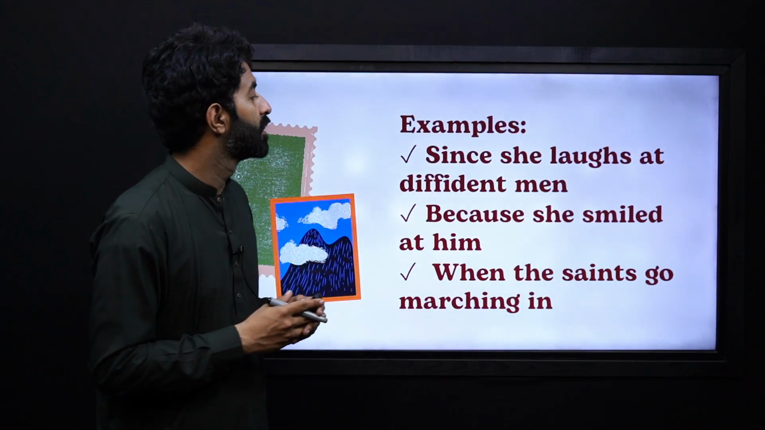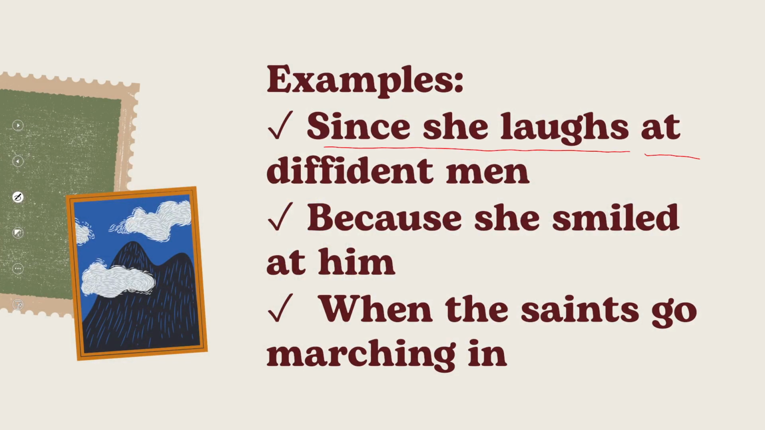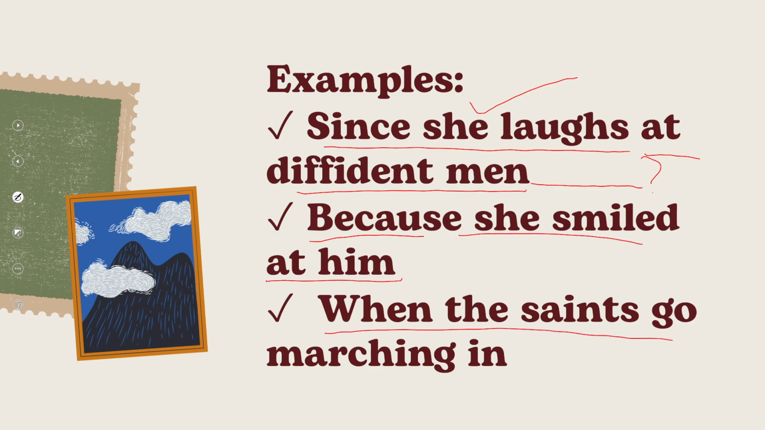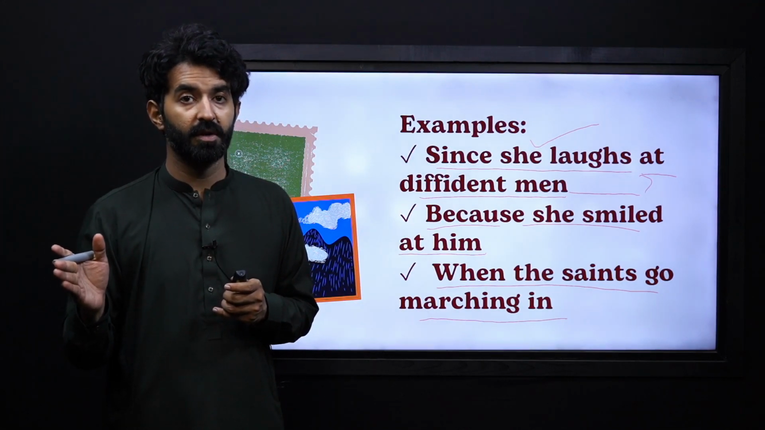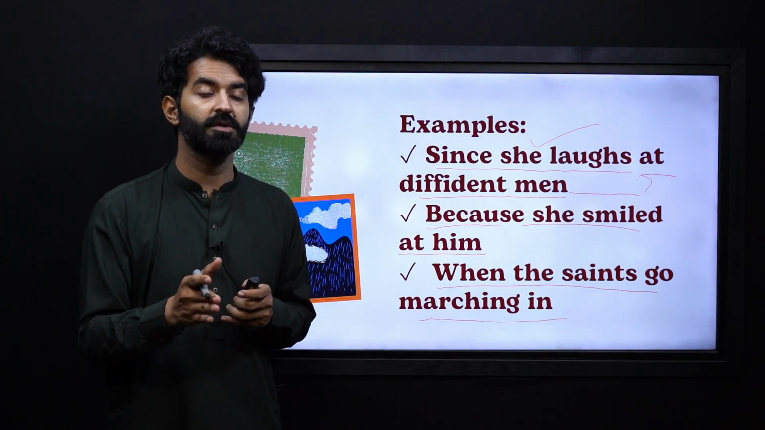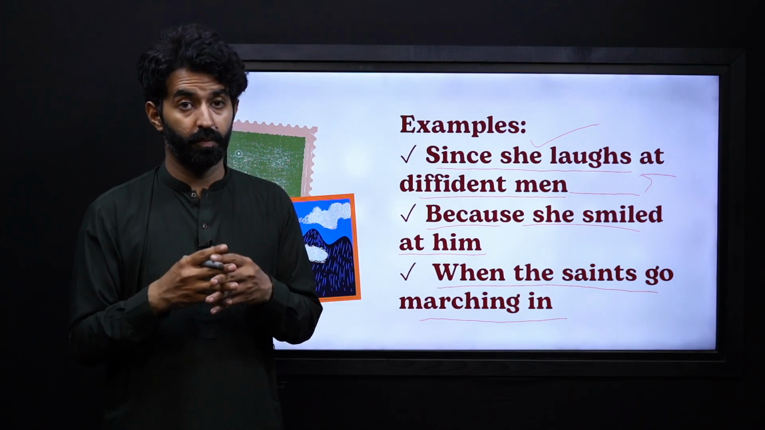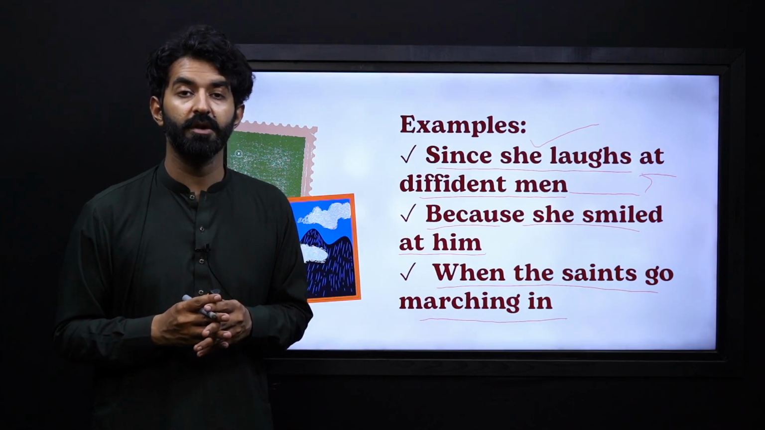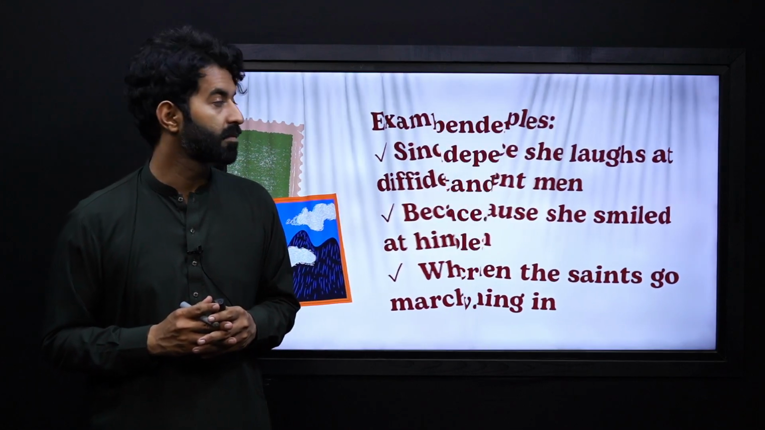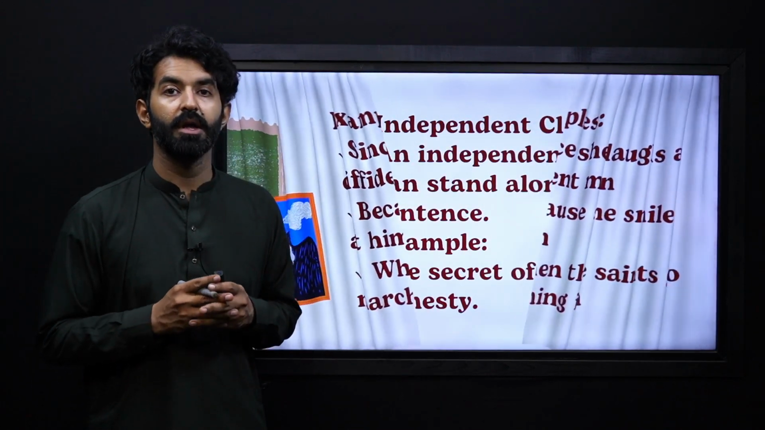For example, since she laughs at different men. We need another part, so this is also a clause. Because she smiled at him when the saints go marching in. These are all dependent clauses. They depend on other clauses, which we call independent clauses, to make sense. When we see these together, only then can we decode the message and know what is being talked about. Now let's look at our independent clauses.